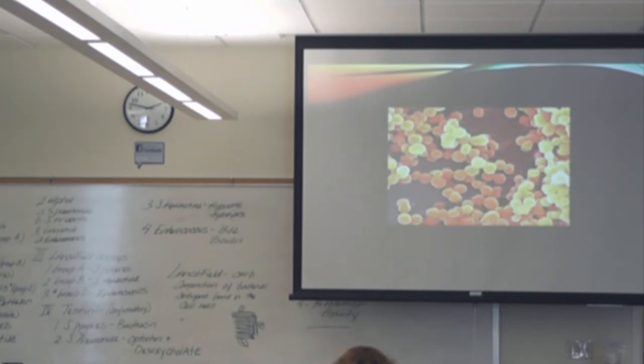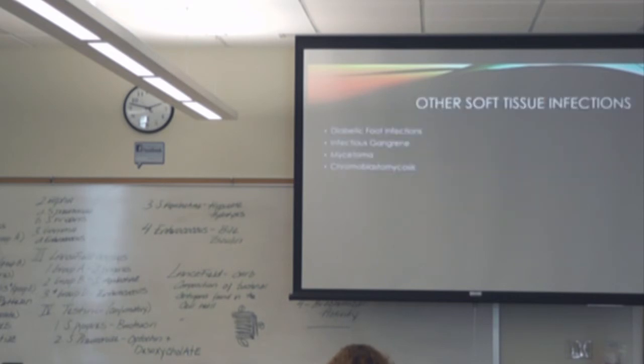That's a Staph aureus MRSA picture right there. Great under the microscope. Okay, other soft tissue infections. Diabetic foot infections, which is very common. This would include cellulitis, and so staphs and streps play a big part of this. Infectious gangrene, that's tissue necrosis in soft tissue, even when it forms gas, basically.